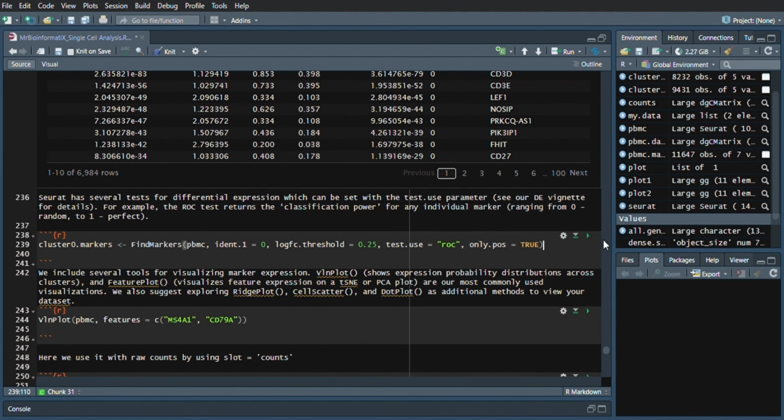So ident.1 equals 0 specifies that we are focusing on cluster 0, and logfc.threshold 0.25 sets the minimum fold change of a gene to be considered significant. Genes must have at least 0.25 fold change to be included, and we choose the ROC test to assess the ability of each gene to distinguish cluster 0 from other clusters, and only.pos, or positive equal TRUE, limits the result to genes that are upregulated in cluster 0. Now let's run our code.